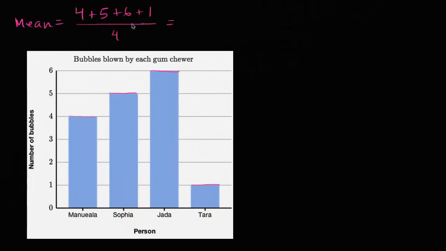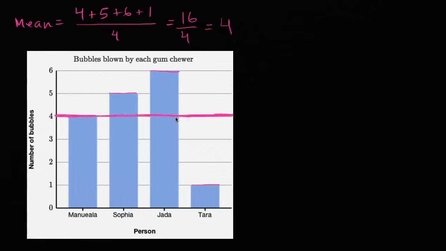And so this is going to be equal to 4 plus 5 is 9, plus 6 is 15, plus 1 is 16. So it's equal to 16 over 4, which is 4. So the mean number of bubbles blown is 4. Let me actually mark that with a bold line right over here. This is the mean number of bubbles blown.